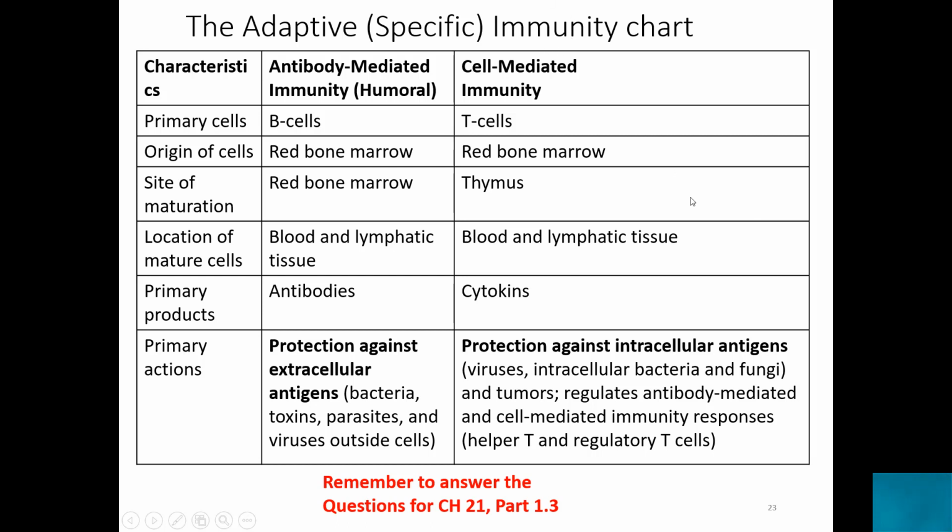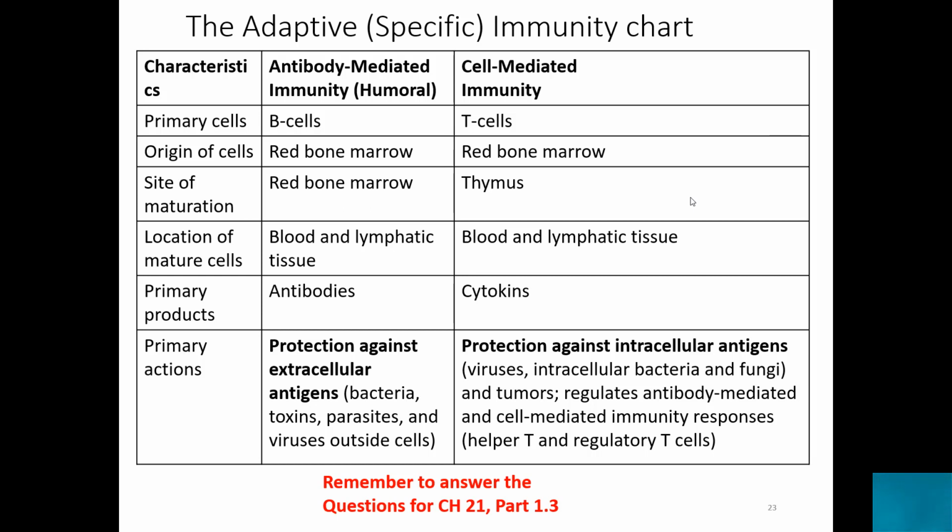The chart shows you the main differences between antibody-mediated and cell-mediated immunity. Before we even start going into details of those two types of immunity in part 2 of this lecture, you need to know the main differences.